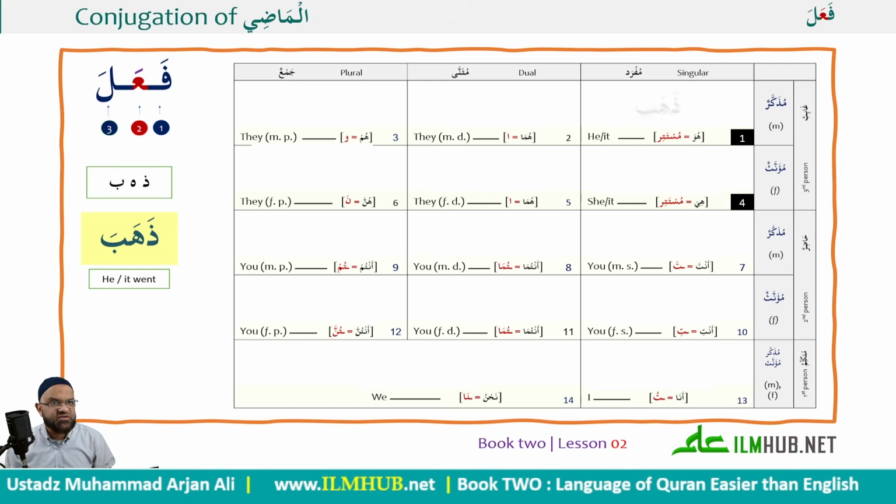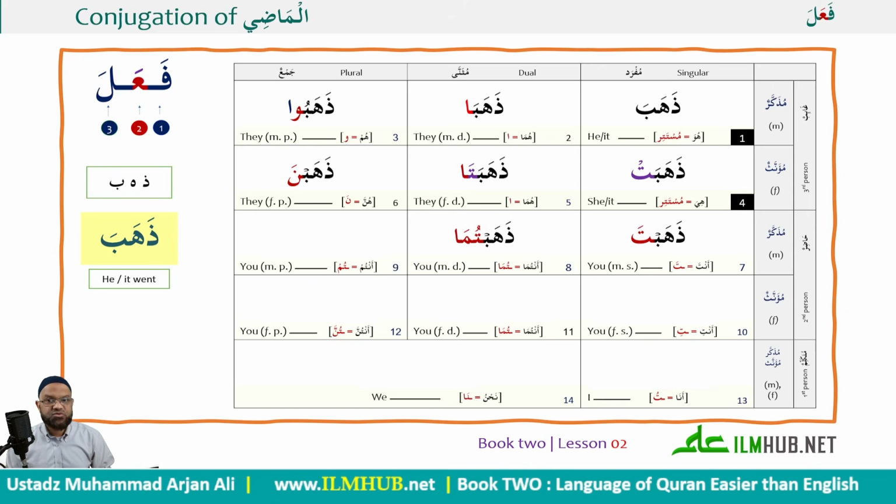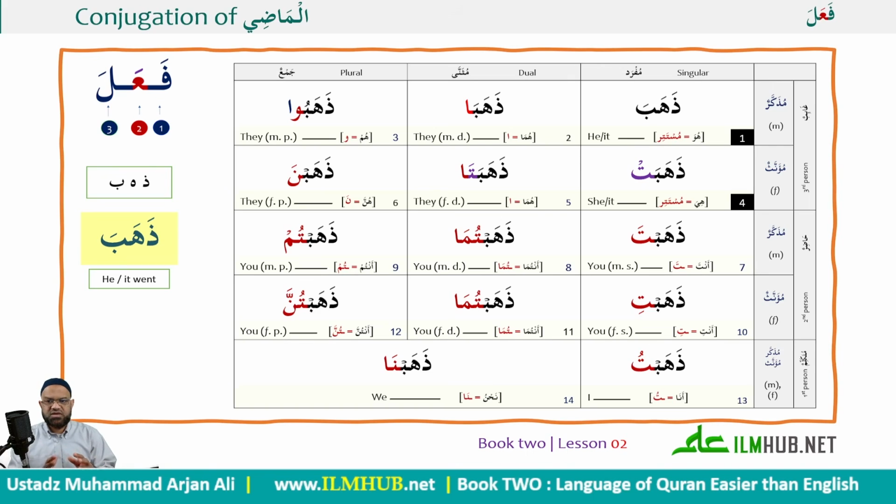So we have here, first of all, dhahaba, dhahaba, dhahabu, dhahabat, dhahabata, dhahabna, dhahabta, dhahabtuma, dhahabtum, dhahabti, dhahabtuma, dhahabtunna, dhahabtu, dhahabna. So you can see here, inshallah ta'ala, all the conjugation is exactly the same.